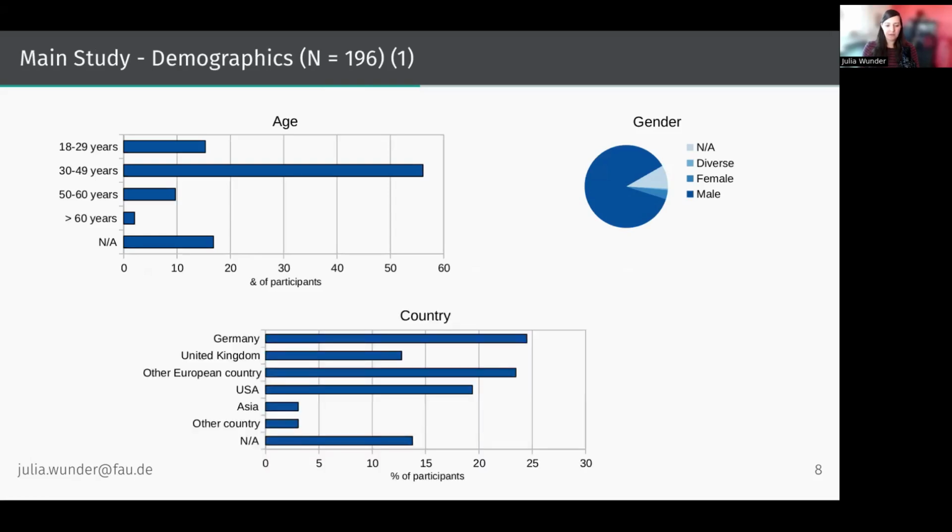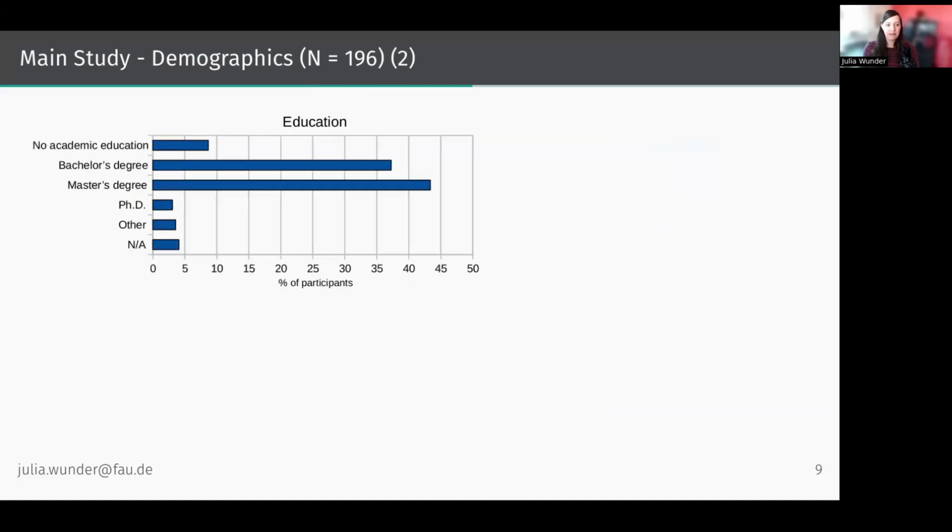And considering the country of residence, most of the participants came from Germany, also from the United Kingdom. We had other European countries as well, like Spain, France, and Italy, for example. Also many participants from the US, from Asia, like I think most of them were from Japan, and other countries as well, like South Africa, for example. Then considering the education, most of the participants have a master's degree or also a bachelor's degree.